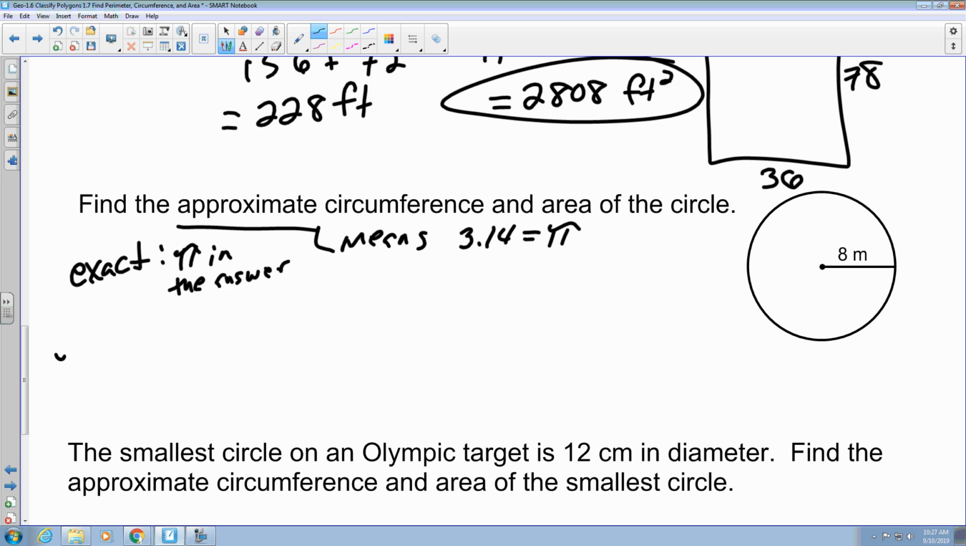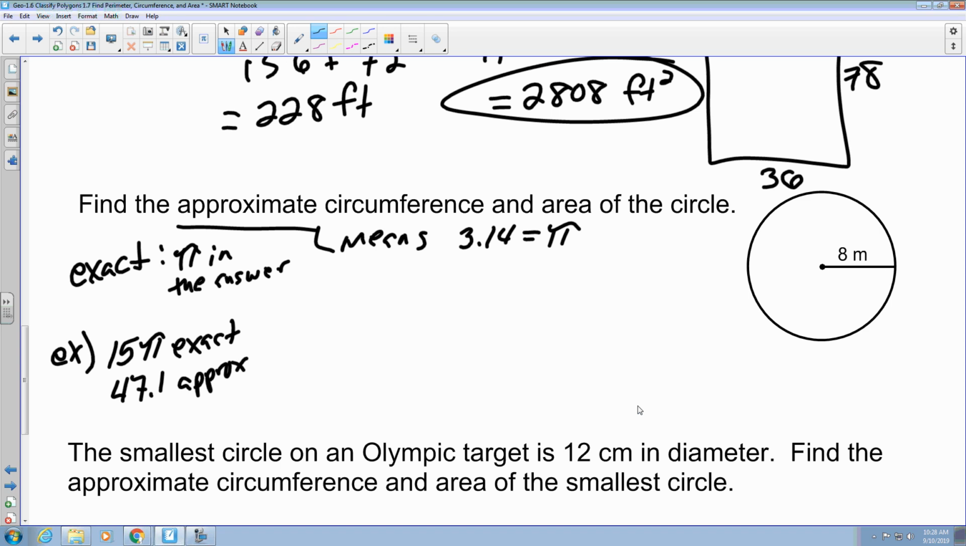All right, so for example, let's say you get all done and you have an answer of 15 pi, okay? That is an example of an exact answer. Now, an approximation would be 15 times 3.14, because that is going to illustrate pi, and 15 pi could also be 47.1 approximately.